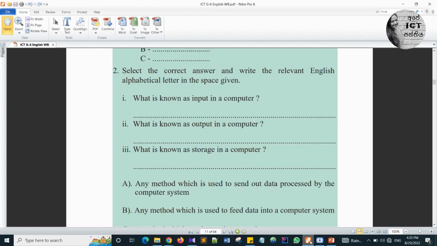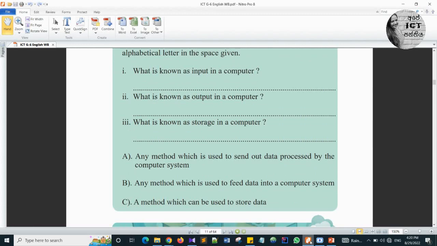Letter B. For the second one, what is known as output in the computer? Any method which is used to send out data processed by the computer system. For the second one, the answer is B. What is known as storage in a computer? The answer is letter C, a method which is used to store data.